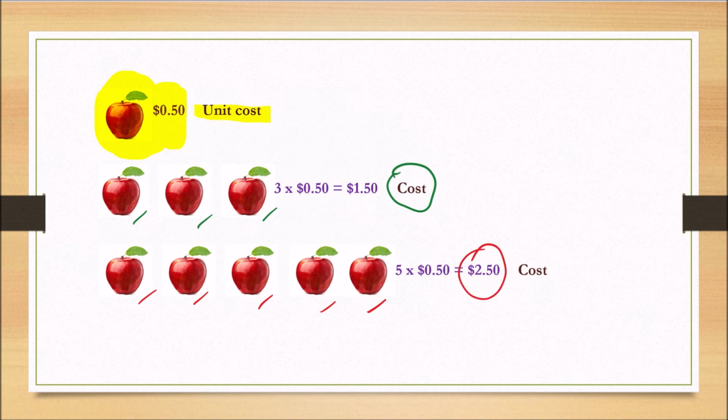So you notice that the cost is not fixed. It depends on how many apples you are buying, correct? But it also depends on what the unit cost is. If they decide to have an increase, and each apple costs 70 cents, then the cost of the apples will also change. So you first need to know how many apples you're buying, and then you need to know the unit cost.